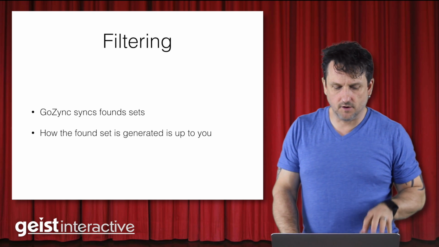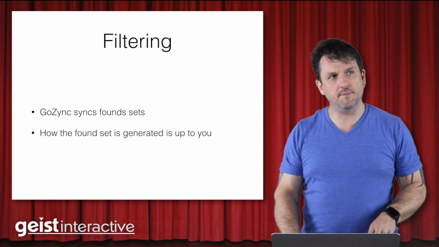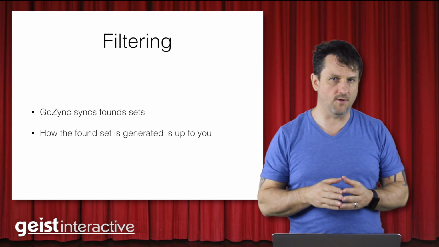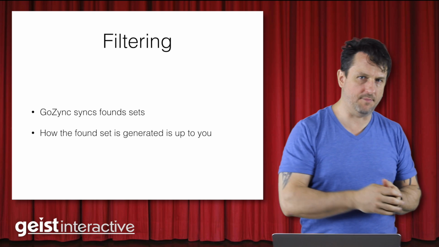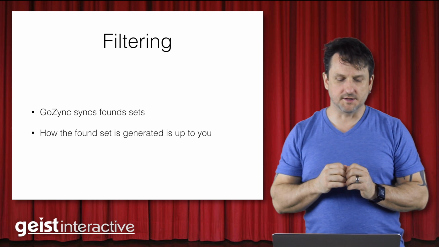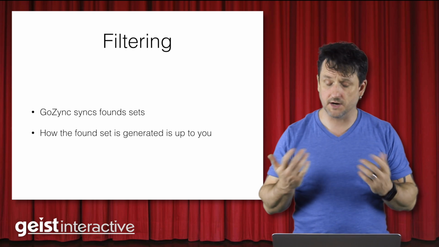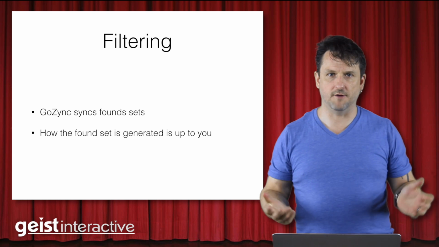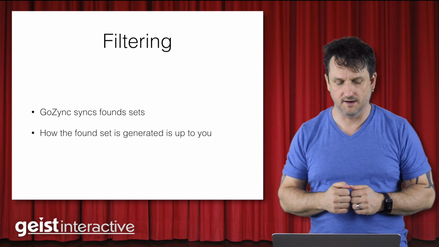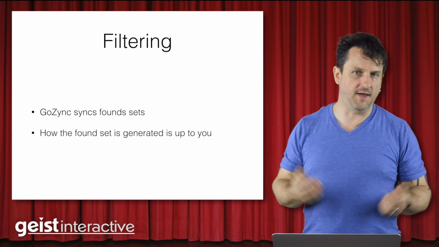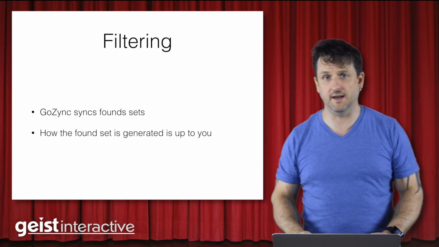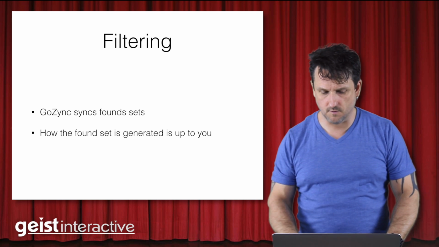So the first thing is that GoZync syncs found sets. What do I mean by that? Basically, GoZync uses a FileMaker found set to determine what records it sends down to the iPads or the iPhones, or vice versa. Because it's using a found set, it doesn't matter how that found set is generated. You can generate it in any way that you know how, using any FileMaker techniques. The key thing is that it's pure FileMaker. It's just a FileMaker found set, and how you end up with that found set is really up to you. So we make it possible for you to sync whatever found set you want, using any method that you want.